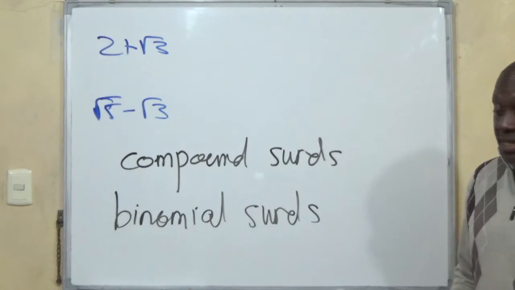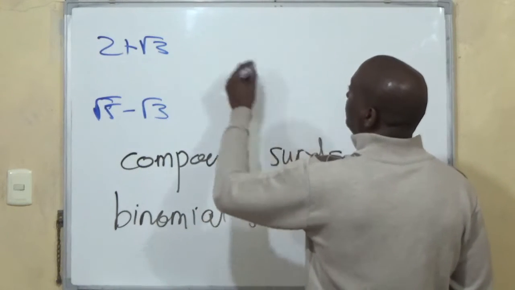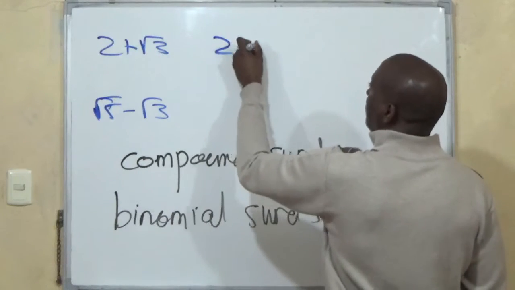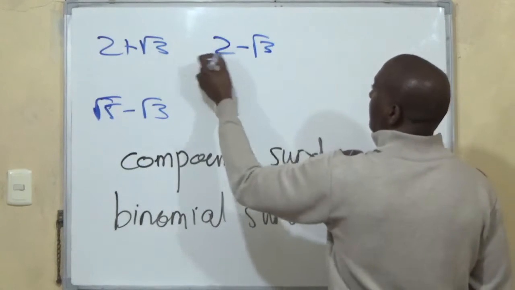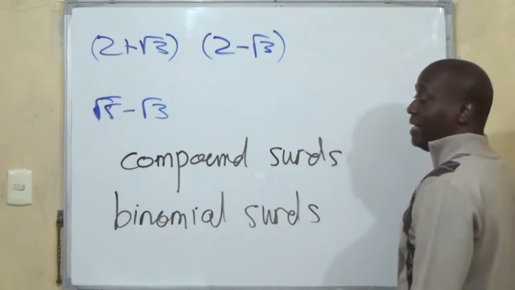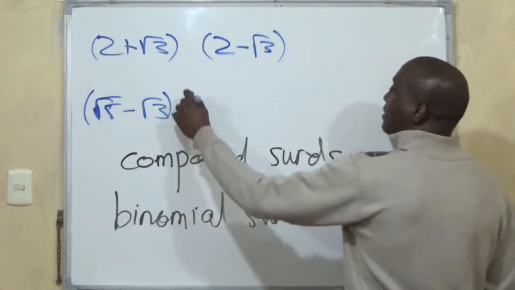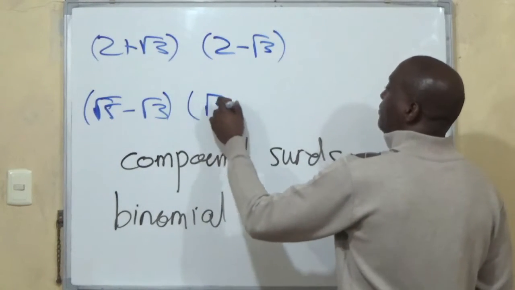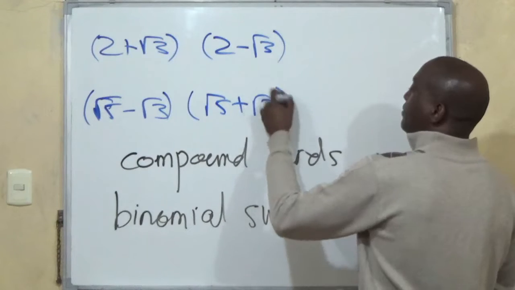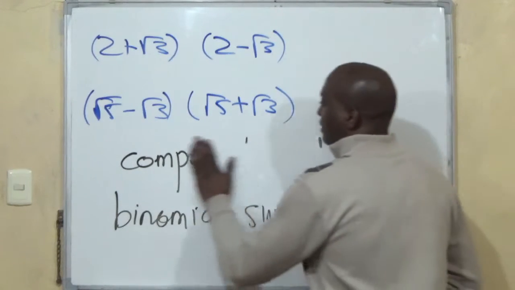So, based on that definition, we expect that the conjugate of 2 plus root 3 would be 2 minus root 3. Yeah, no problem. Right? Based on that definition, we expect the conjugate of root 5 minus root 3 to be root 5 plus root 3. And let me make life nice now.